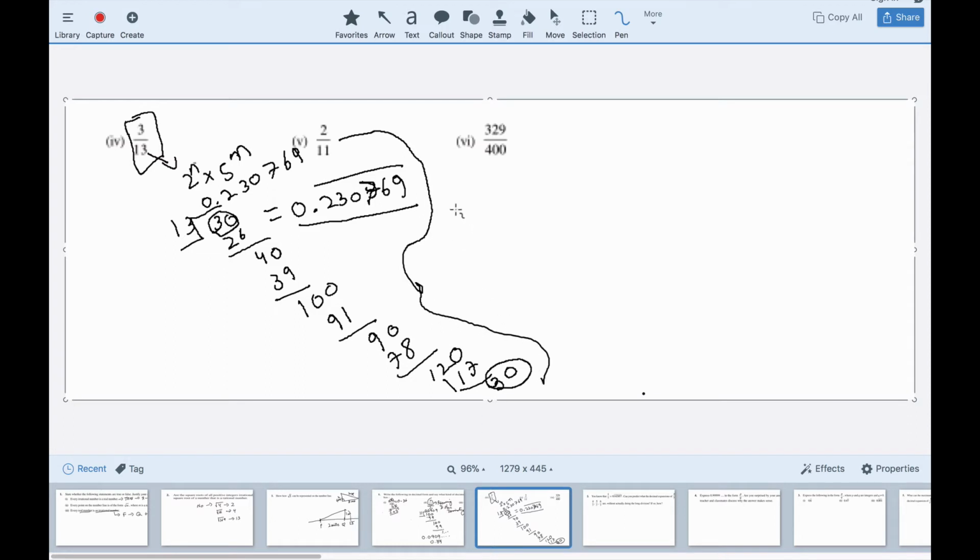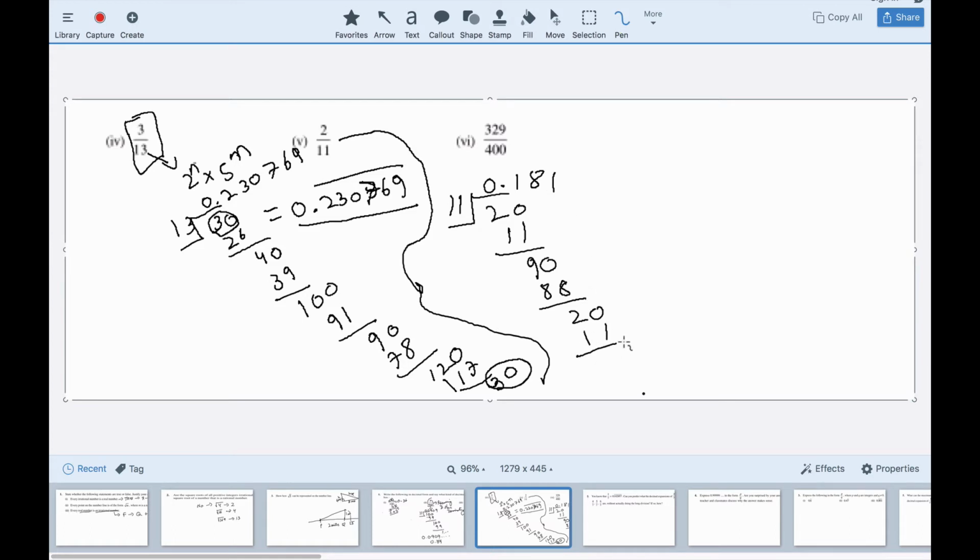We don't have space. Let's try it here. 11 outside, 2 inside. Now again, it is a rational number. It is already in the form of p by q. It must be recurring and non-terminating. So I can put a 0 decimal at 1. I get 9. I can again put a 0. I get 8. And it will go back to 2. So just do this.